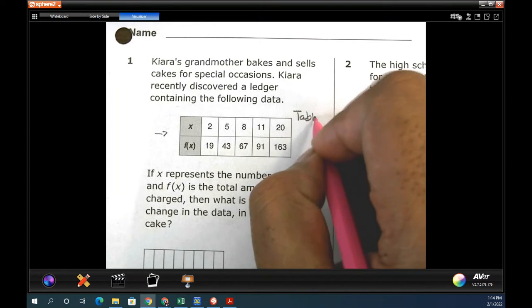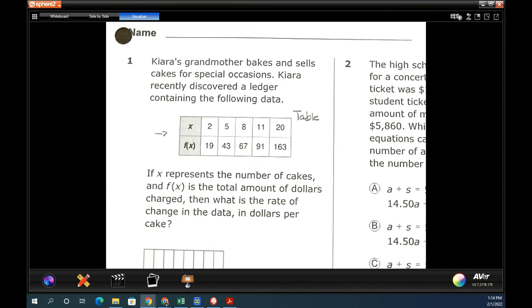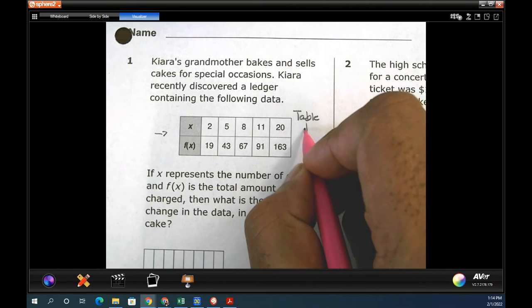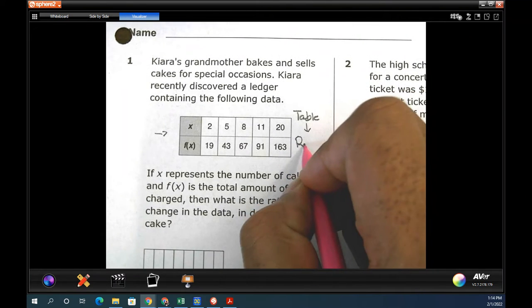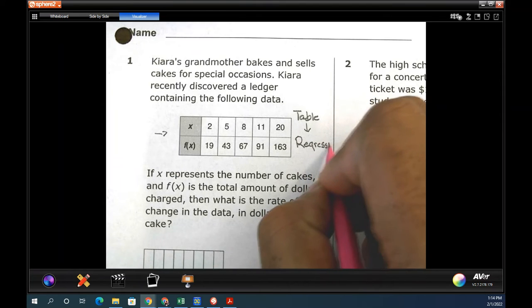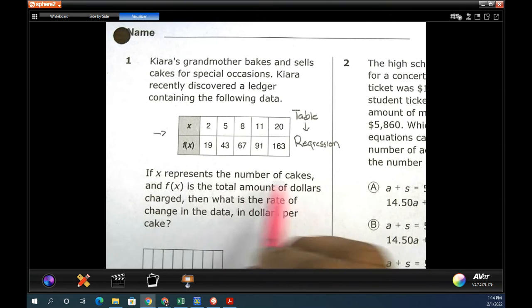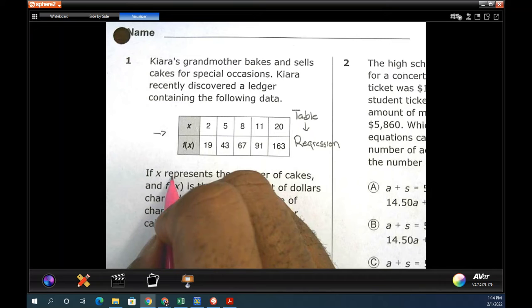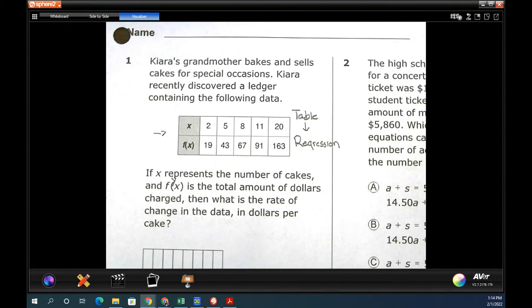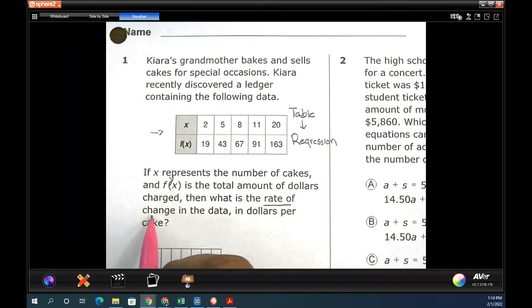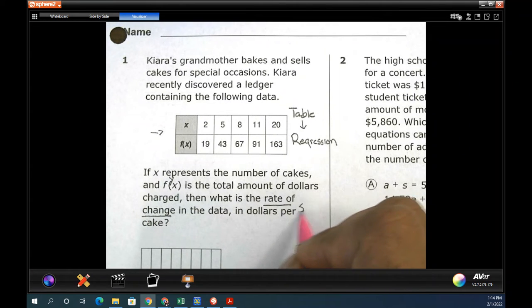Now, anytime you see a table, what should you be thinking? Yep, it's in the calculator, but what is it called? Do a regression. You're going to do a regression. Now, here's the deal. If x represents the number of cakes and f of x, which is nothing more than y, is the total amount of dollars charged, then what is the rate of change in the data in dollars per cake? What's another name for rate of change? Slope. So all you're doing is finding the slope.